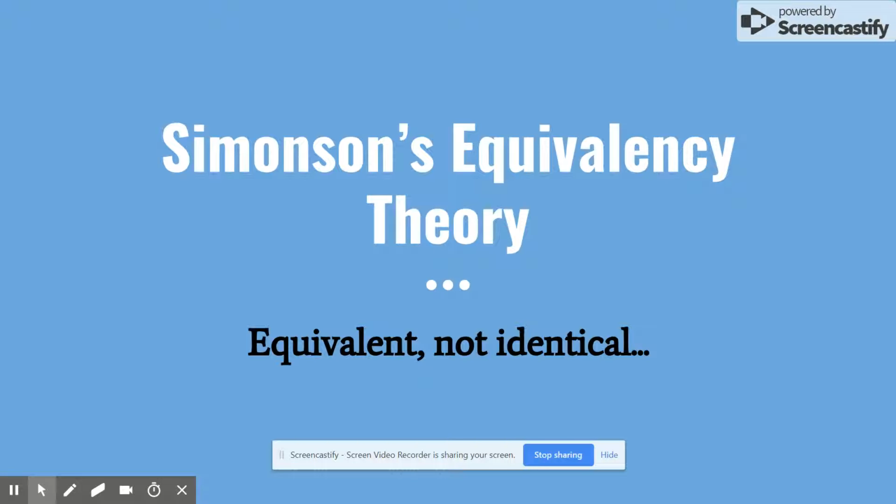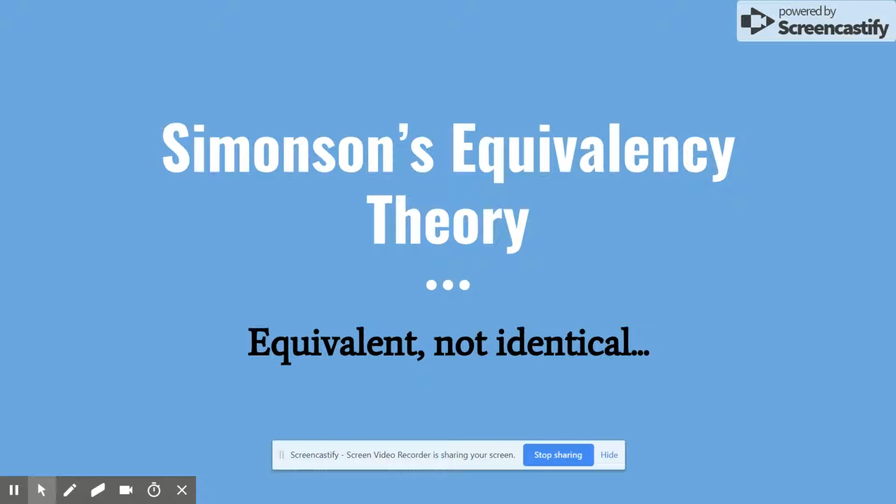And I think if we can understand that during our implementation, then it makes it less scary as far as implementing it goes. So, for example, a lot of schools and districts get nervous about implementing distance learning because of the technology needed and the work that's going to go into creating new curriculum. And so I think if we just look at it as an innovative way of learning, then we can look at it again, as Simonson does, as an equivalent way of learning and not an identical way of learning.